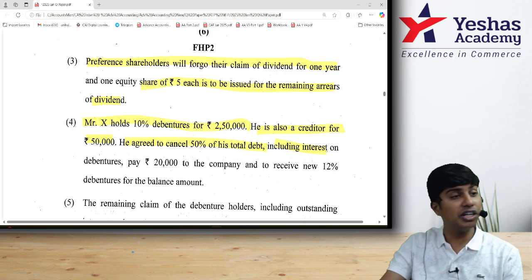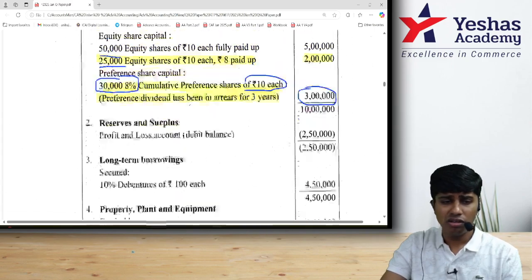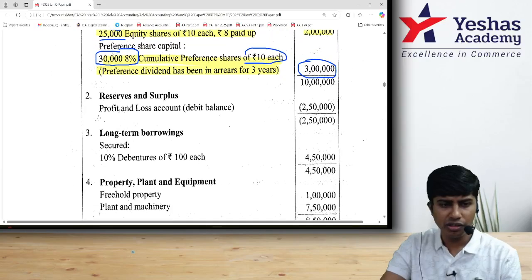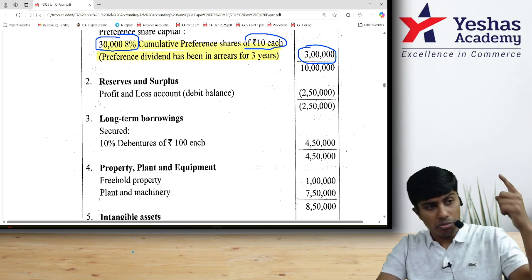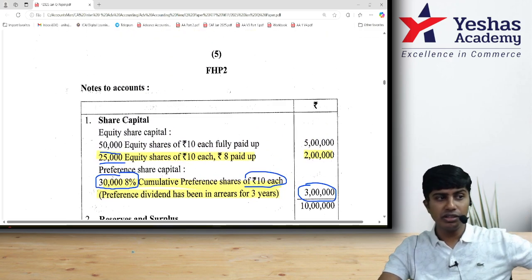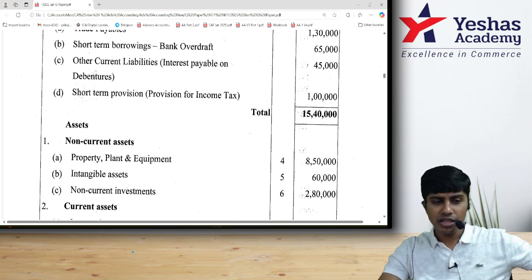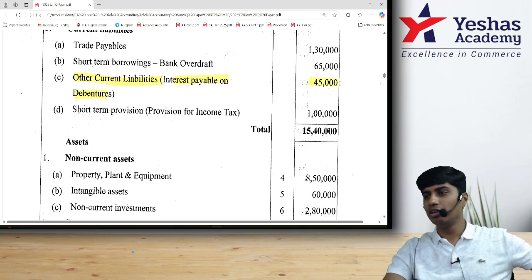Shall we see how much of interest is outstanding? Can there be more than 1 year interest outstanding? Yeah, there can be. Observe here. They've told interest outstanding anywhere. Reserves and surplus, long-term borrowing. Maybe they've not given notes to accounts, but they would have given in balance sheet straight. When there is not too much detail required, certain items they'll give straight, no. See, other current liability is given straight in the balance sheet. How much? 45,000. 1 year.